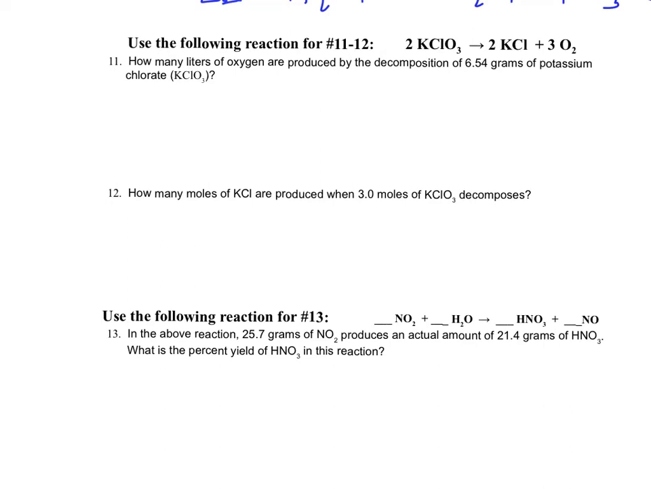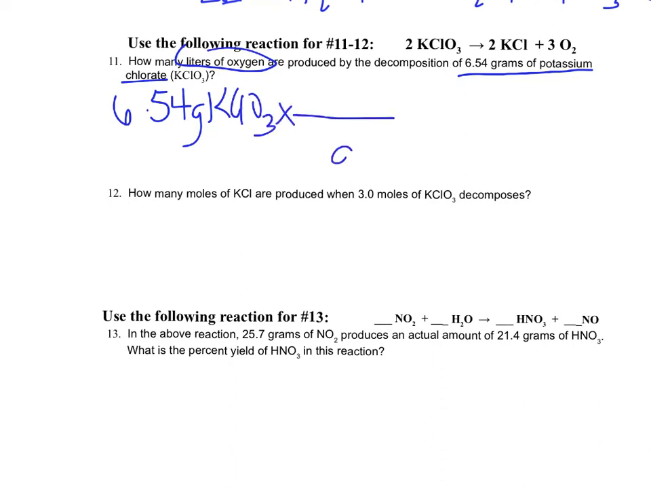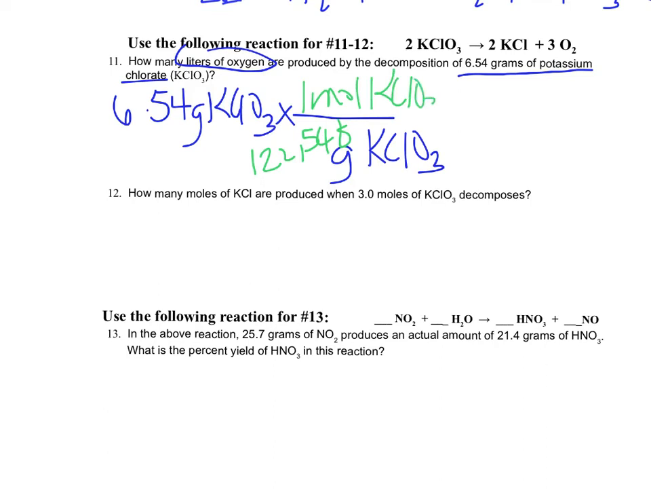So question 11 and 12, the reaction's already balanced for you. You're asked to solve for how many liters of oxygen are produced when 6.54 grams of potassium chlorate breaks down. So 6.54 grams KClO3. The grams of KClO3 on the bottom, add up that you have 1 potassium, 1 chlorine, 3 oxygens, and plug in the formula mass. That should be 122.548 grams and 1 mole of KClO3 on top.